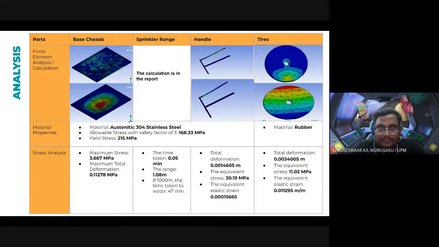So next, we go for the tire analysis, where the material used for the tire is rubber. For that, the total deformation is 0.03405, and the stress that the tire can handle is around 11.02 megapascal. As you know, this is all under assumption, so we're not sure of the original value. It will change depending on the time.